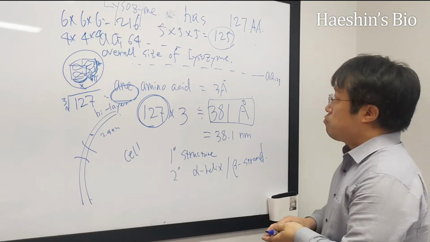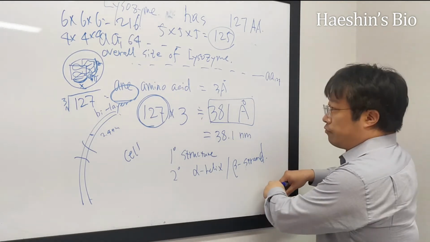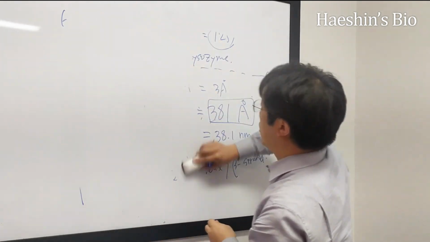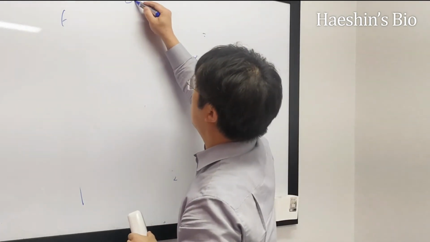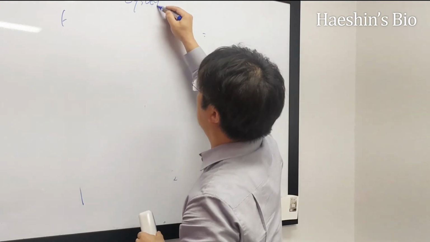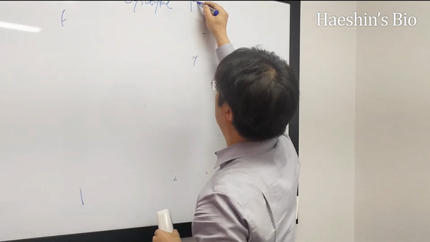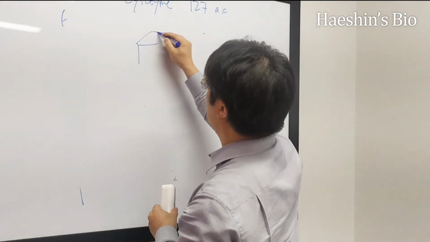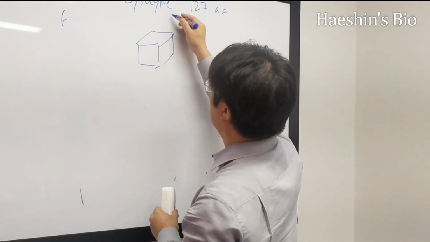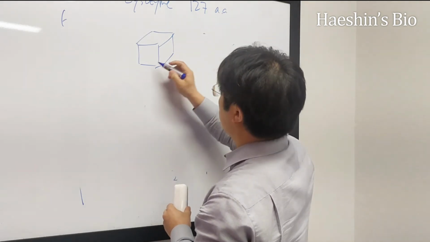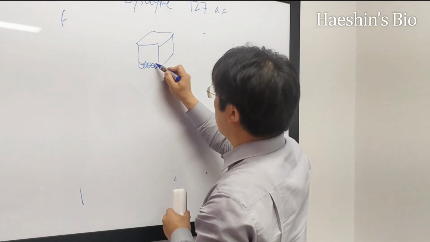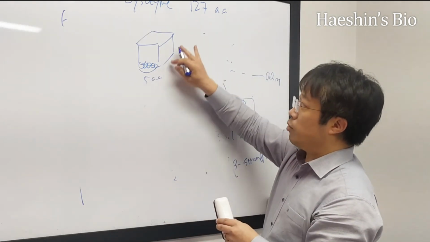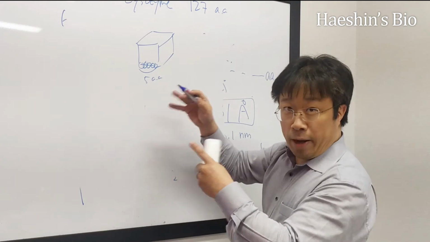So now we can simplify. Lysozyme has 127 amino acids, but in this cube the 127 amino acids are packed. Then you have 5 amino acids along each axis, X, Y, and Z, that are packed successfully.